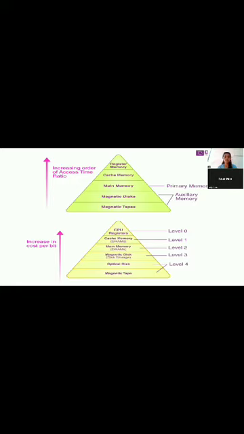The first diagram shows the increasing order of access time ratio. Magnetic tapes and magnetic disks are called auxiliary memory, and main memory is known as the primary memory. The second diagram shows the levels increasing in cost per bit.